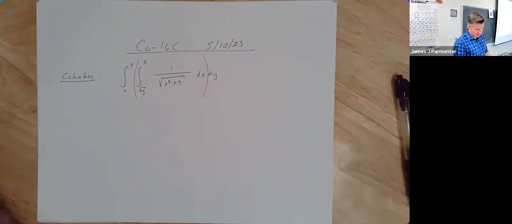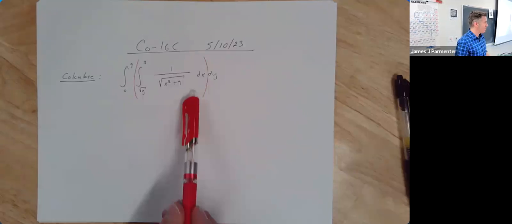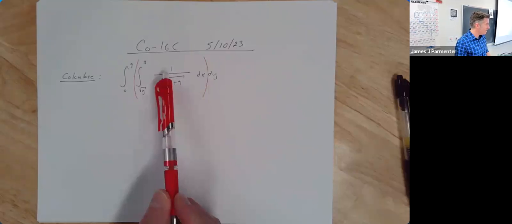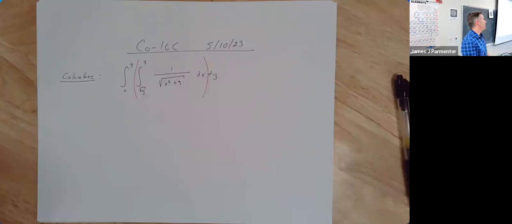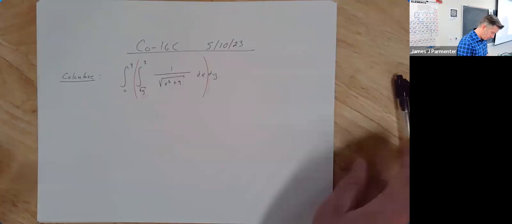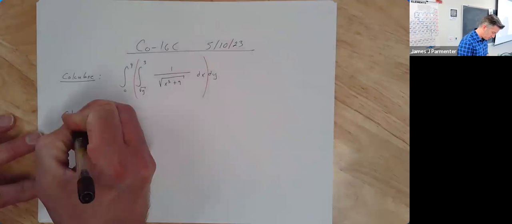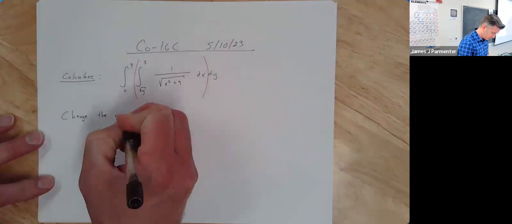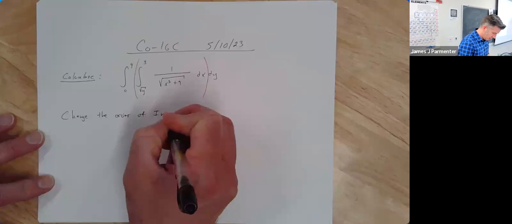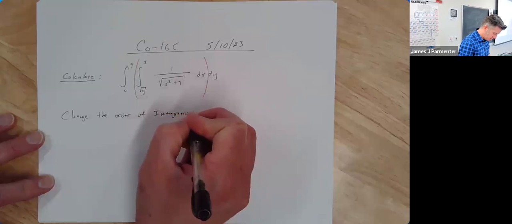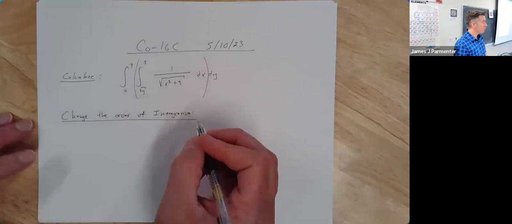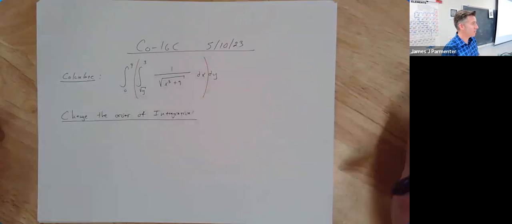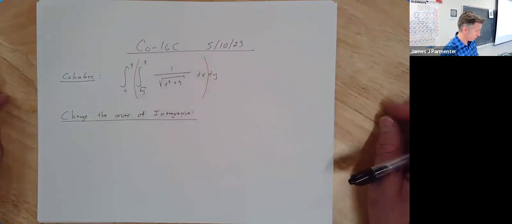So typically, if the integral you're trying to do is impossible in the order it's written in, it usually means it's probably a good idea to change the order of integration. And we're going to do that. We're going to change the order of integration. To really be able to do that, we have to be able to draw the region in the xy plane that we are integrating over.